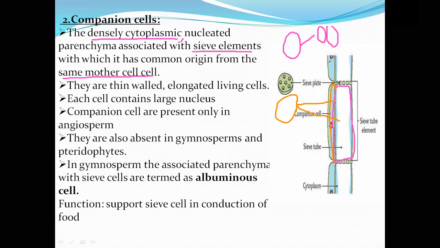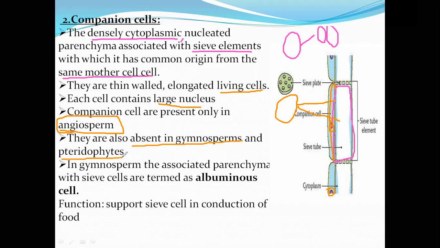So the companion cell, the blue-colored one here, is a living cell. They are thin-walled, elongated, and living cells. Each cell contains a large nucleus. You see here the large nucleus. These companion cells are present only in angiosperms. Companion cells are present only in angiosperms, which means they are generally absent in gymnosperms and pteridophytes.